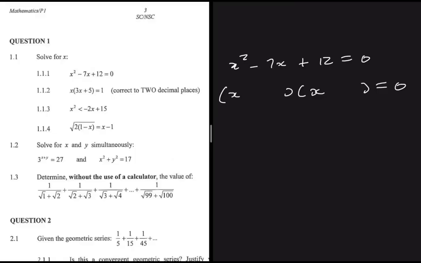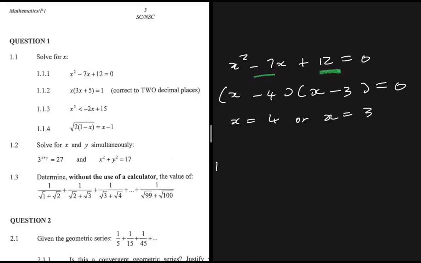The right question to ask yourself at this point is, which two numbers do I multiply and get 12, and then when I add them, I get minus 7, right? That is minus 4 and minus 3. So we're going to get (x minus 4)(x minus 3) being equal to 0. So it is easy to see from this point that x is equal to 4 or x is equal to 3. And just like that, you have scored yourself 3 marks.